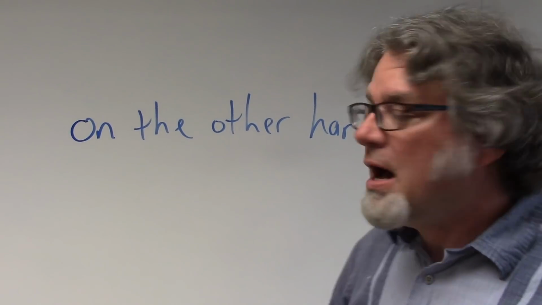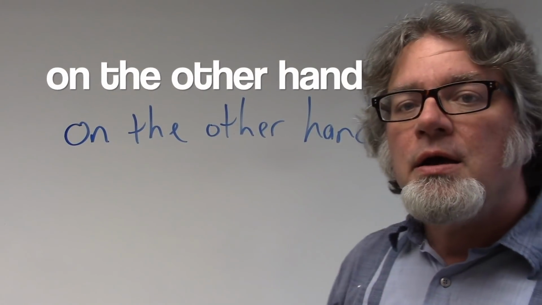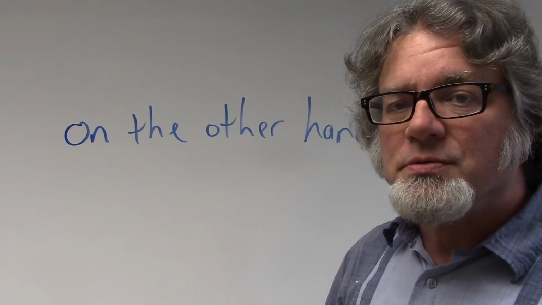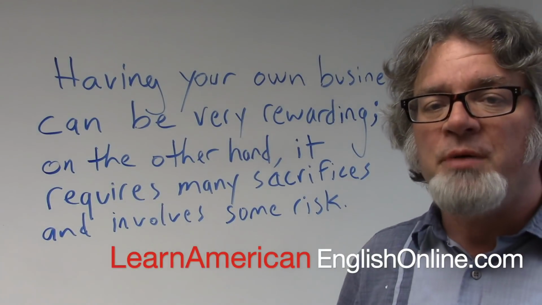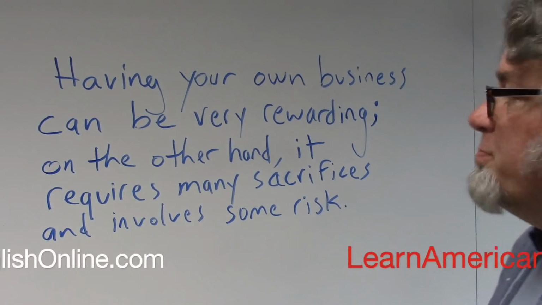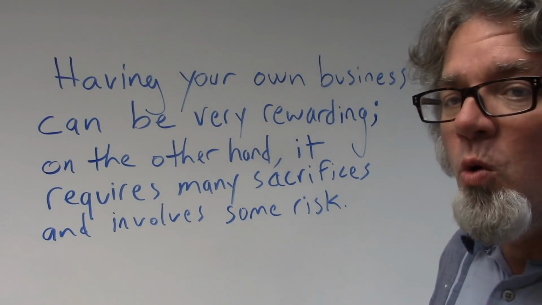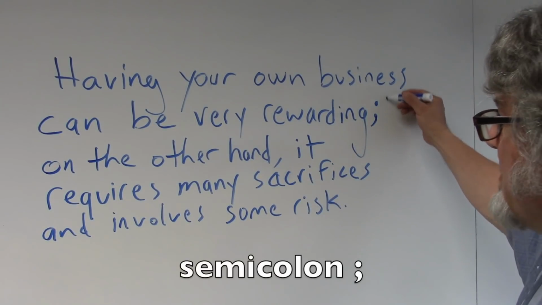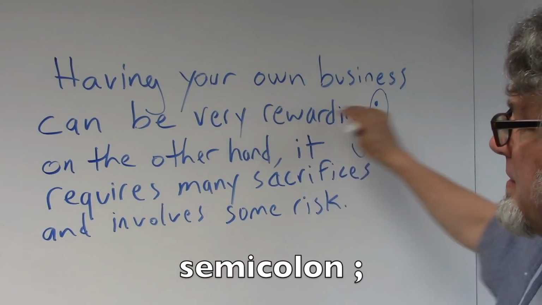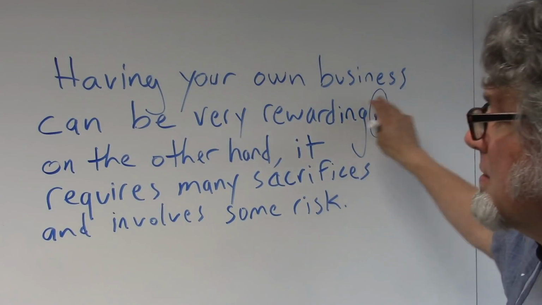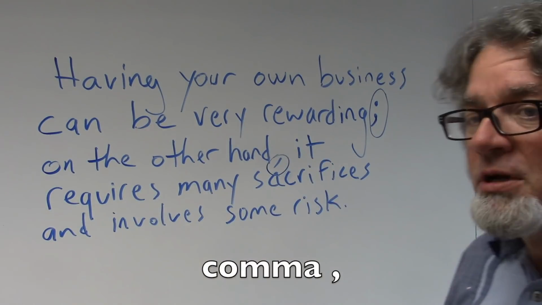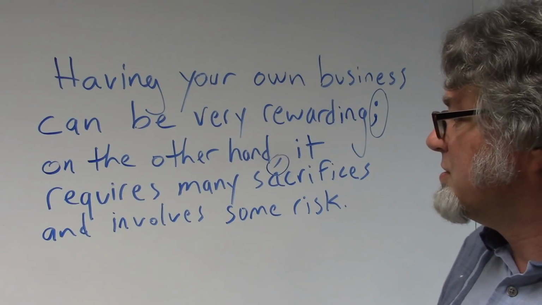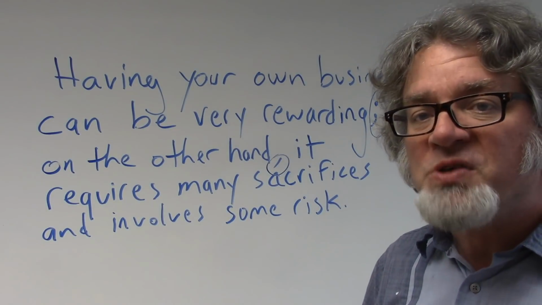Use the phrase "on the other hand" when making comparisons. Here's an example. Having your own business can be very rewarding; and then there's a semicolon at the end of this section of the sentence. On the other hand, comma, it requires many sacrifices and involves some risk.